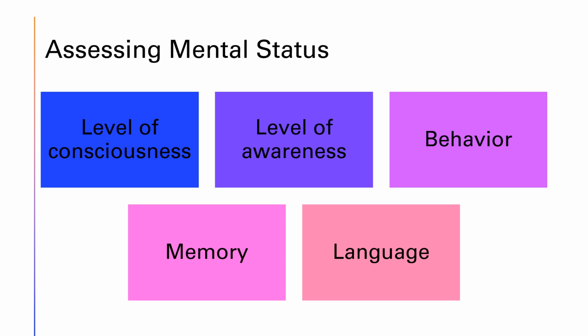When we formally assess mental status, we are assessing their level of consciousness, level of awareness, behavior, memory, and language. A lot of this information we get just from walking in the door and asking our interview questions. Level of consciousness normally is awake and alert. They have their eyes open, they are alert and watching what's going on in the room.